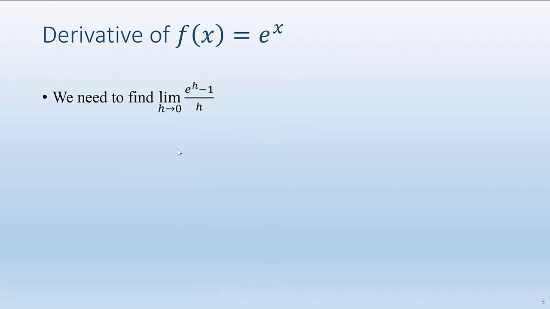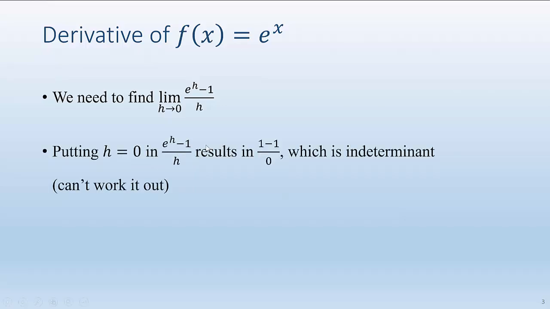We can try to find the value of that limit by substituting h equals 0 into the expression. We will get e to the 0 is 1, and our denominator becomes 0. So we'll end up with 0 over 0, which is indeterminate. That is, we can't work it out because we can't divide by 0.